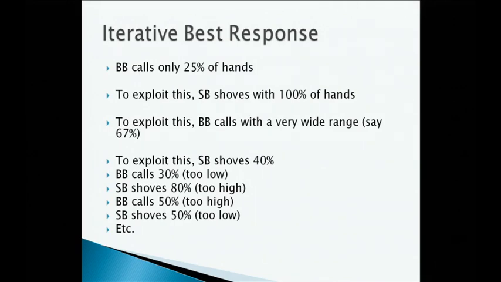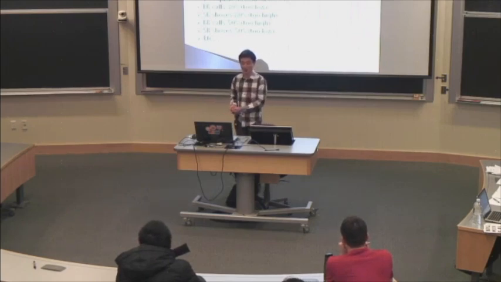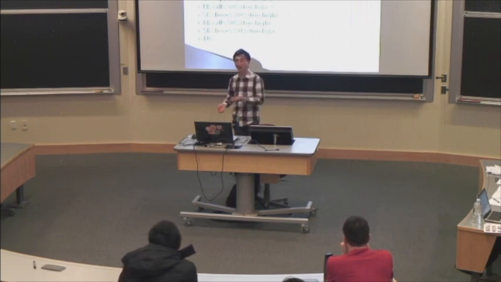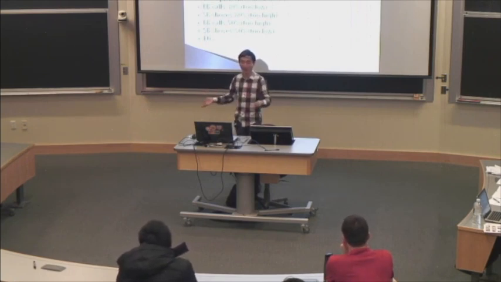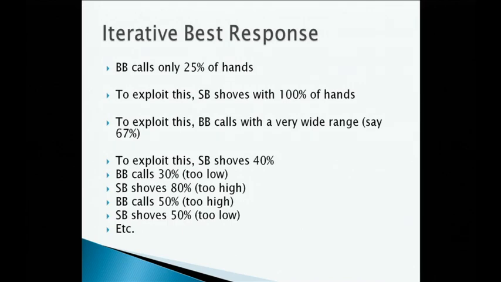Now, if the small blind is fixed on this strategy, what's the best way for the big blind to exploit this? Well, it's to call with basically anything, because they're shoving anything. So it's to call with a very wide range, say 67% of hands. Once the big blind is calling too much, how does the small blind exploit this? Now they tighten up. They only shove their good hands, and that's fine because they're getting paid off very often when they shove their good hands. But once the small blind shoves only their good hands, the big blind realizes, oh crap, I shouldn't be calling 67% anymore. I'm going to call less, 30%.